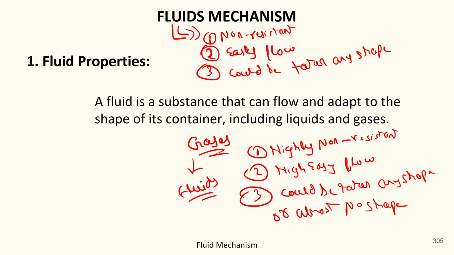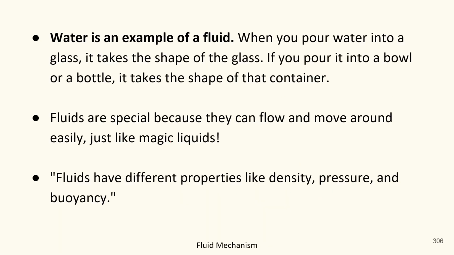Got it? So basically here we have discussed that a fluid is a substance that can flow and adapt to the shape of its container, or you can say any container or any object when it is filled into it, including liquids and gases, because solid is not fulfilling these conditions. Got it? Now let's move forward. Like the first example is water. Water is an example of fluid. When you pour water into a glass, it takes the shape of the glass. If you pour it into a bottle, it takes the shape of that container.